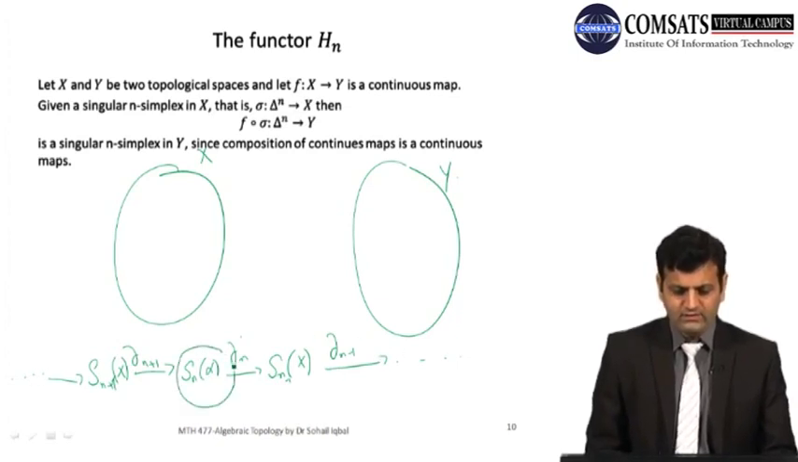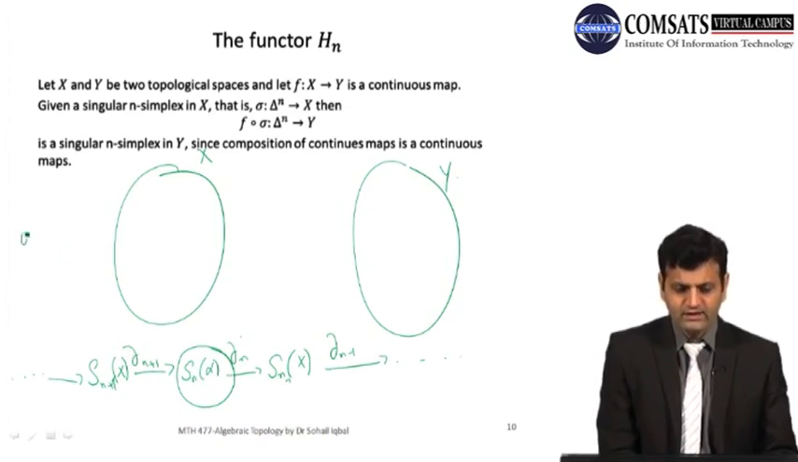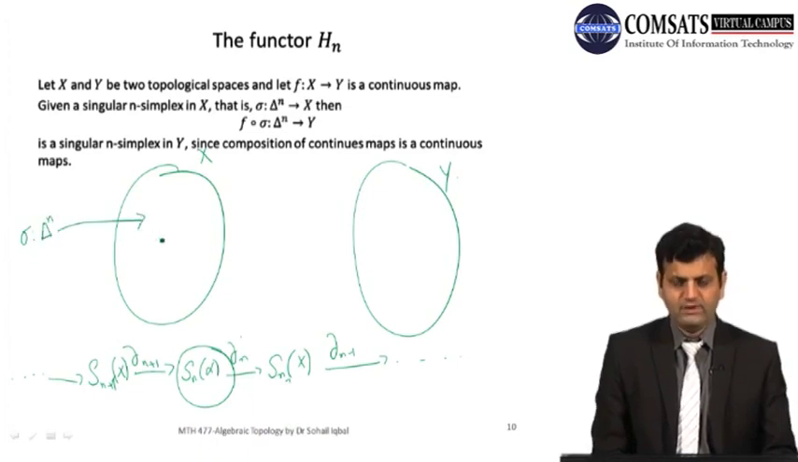So what are the elements of Sn(X)? These are the singular n simplices. In other words, we have to calculate the images of standard n simplices in the topological space. We are basically collecting all of these, and we are generating a free abelian group from these, which is called Sn(X).